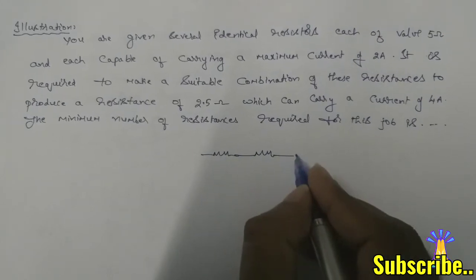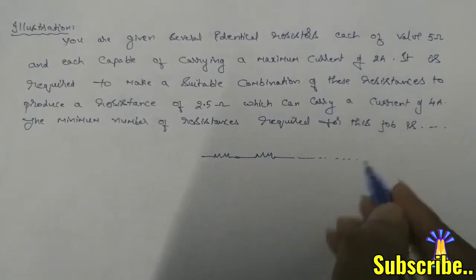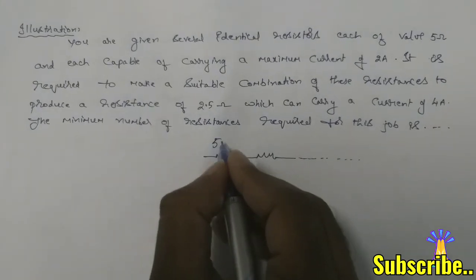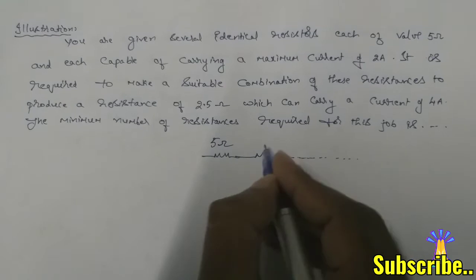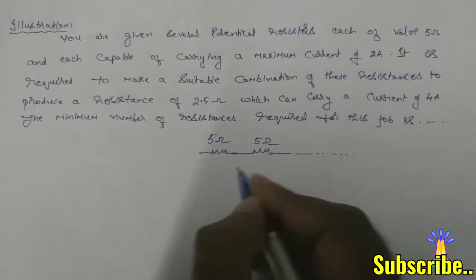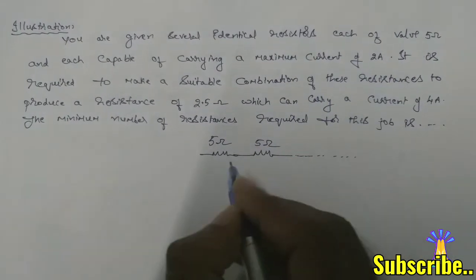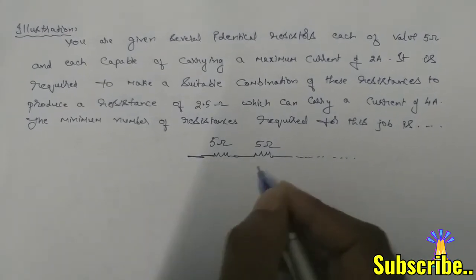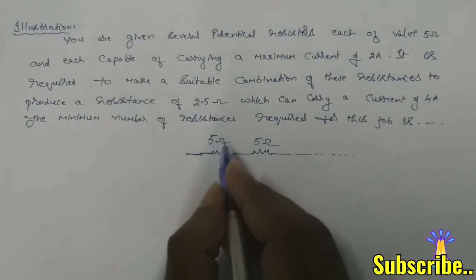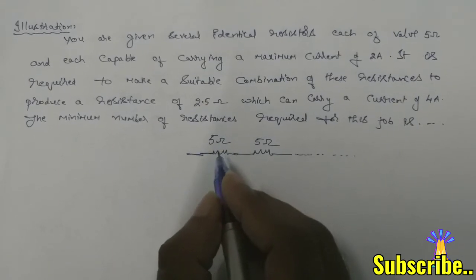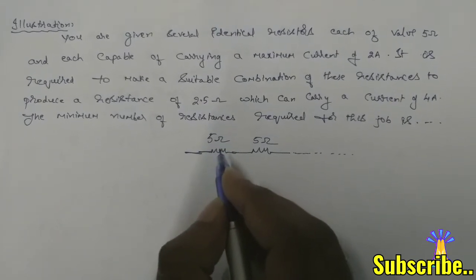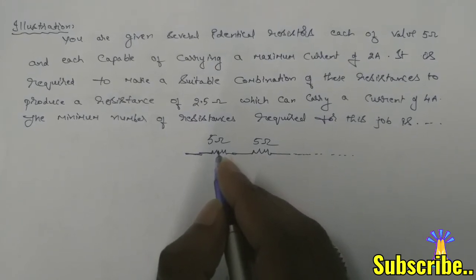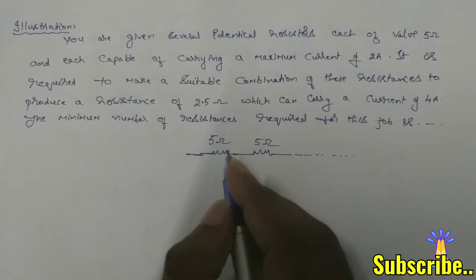Let us suppose some identical resistors are taken and connected like this. Each one has a resistance of 5 ohm, as given in the problem. Now see here, if these are connected like this, each is capable of carrying a maximum current of 2 ampere. It means each is not necessarily carrying 2 ampere; the maximum capacity to allow current through it is 2 ampere.